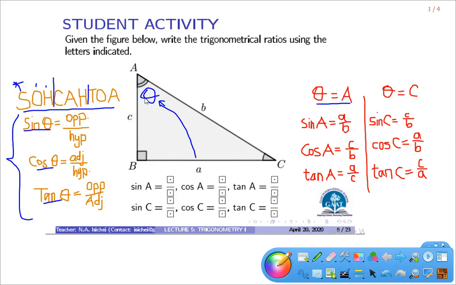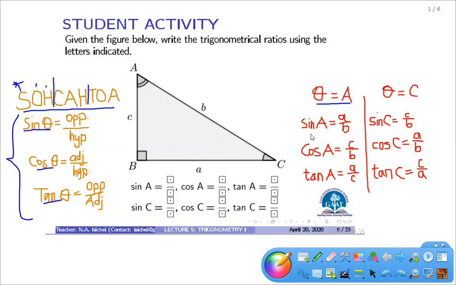Now, suppose this particular angle theta at vertex A is the given angle. The opposite will be small a. But if the given angle changes to be at vertex C, the opposite will be small c, that is side AB, which is small c. Is that taken? I hope you are following. Having said that, we can now solve.